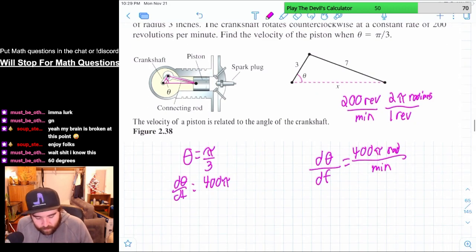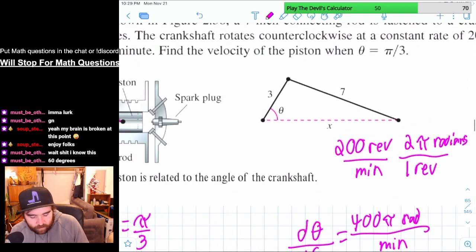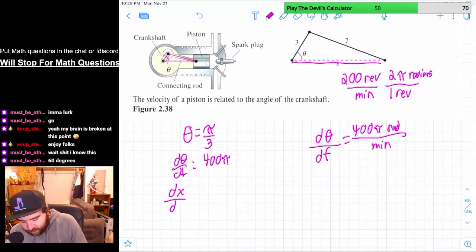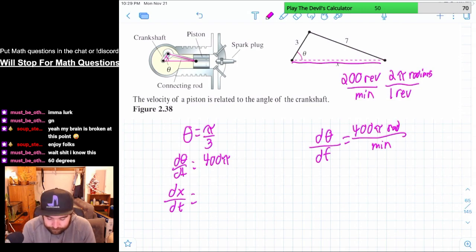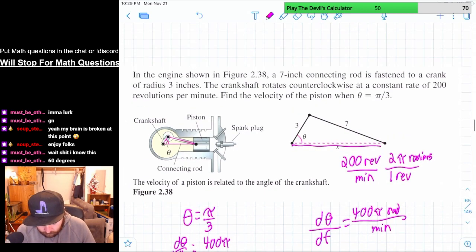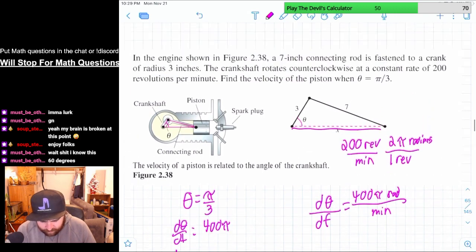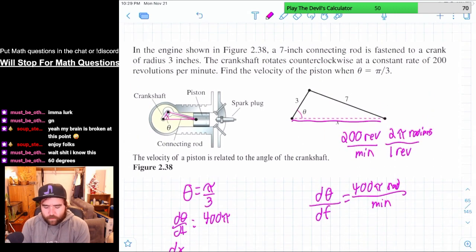And then we want the velocity of the piston. Notice that's the x, so basically we want how that x is going to change. We want dx dt. We don't know the x because it's not necessarily a right triangle. They're telling us it's pi over 3, and it's not a right triangle when it's pi over 3, though. But hopefully we don't need that. What do we need? We just need an equation that relates the 2 variables, theta and x.